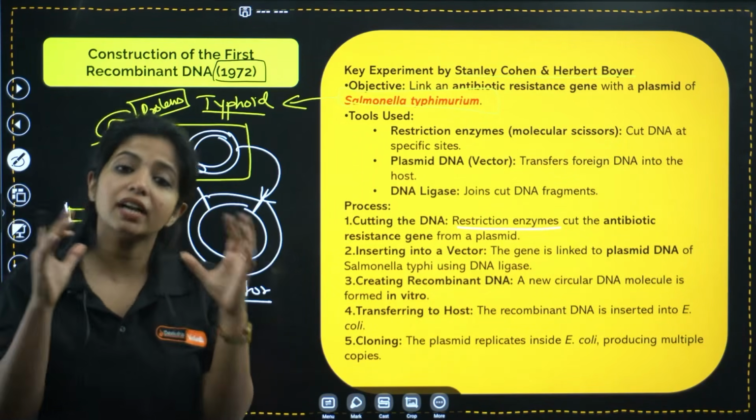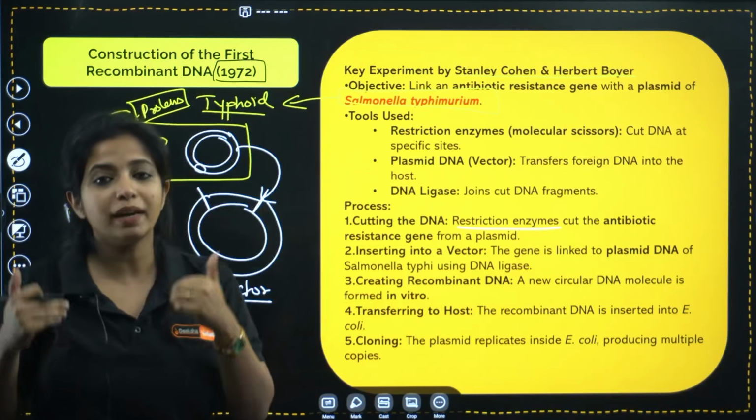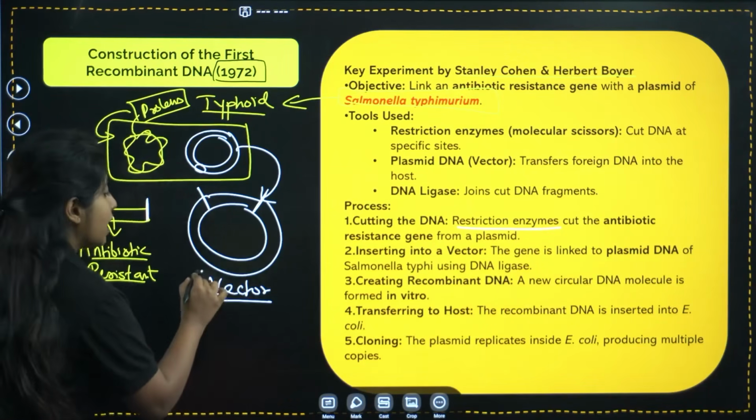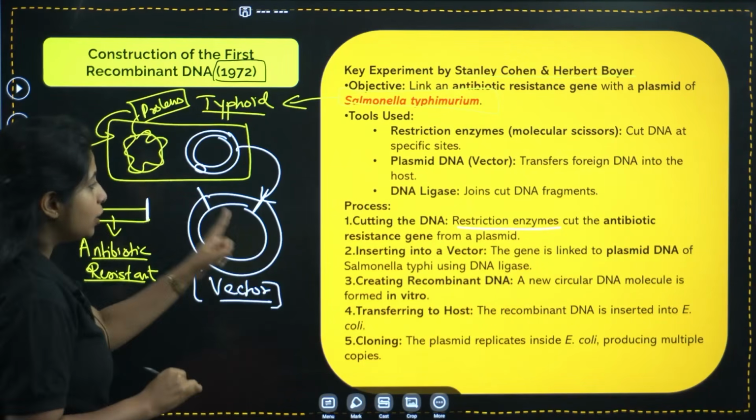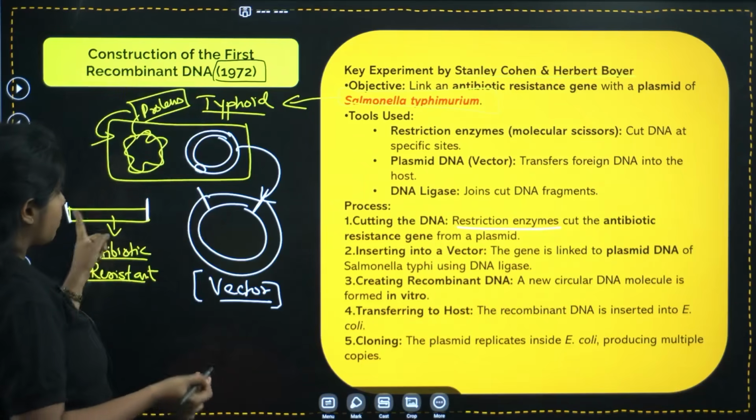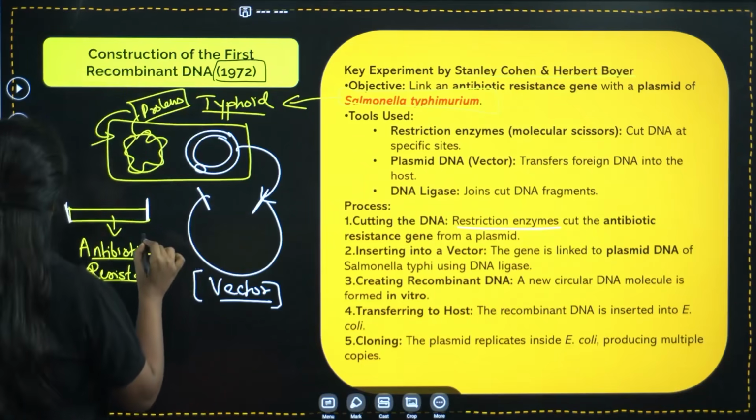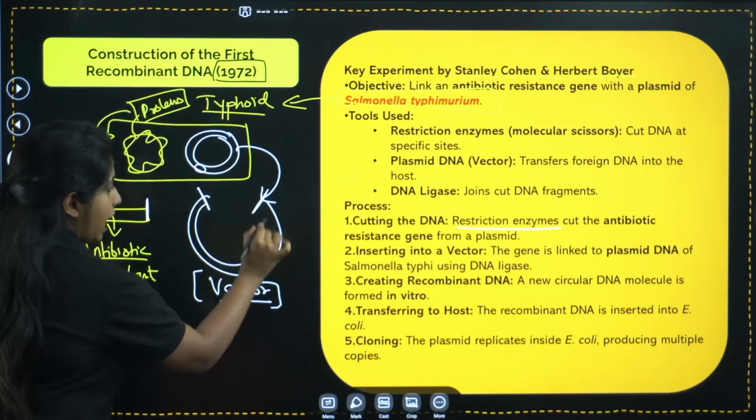A vector. A vector is anything that is going to carry my gene of interest. So as of now, this guy is going to act like a vector. So what did I do? I took a restriction enzyme. I made a cut over here, and I have a region like this.